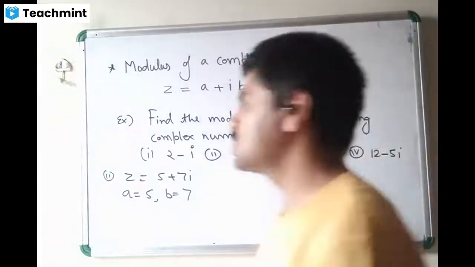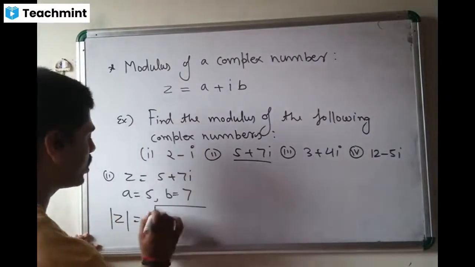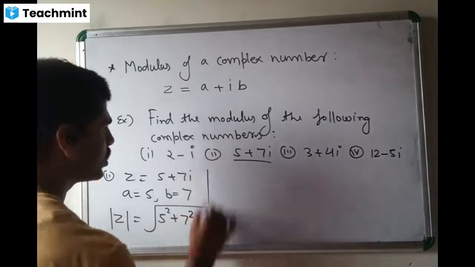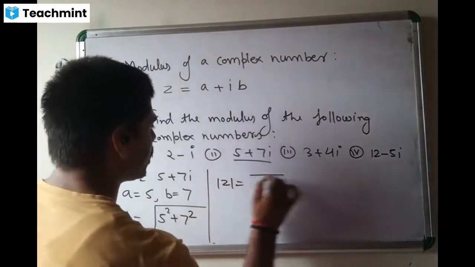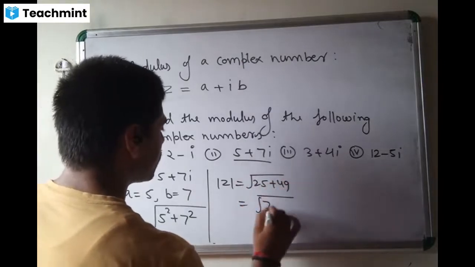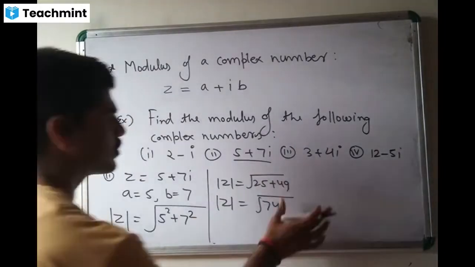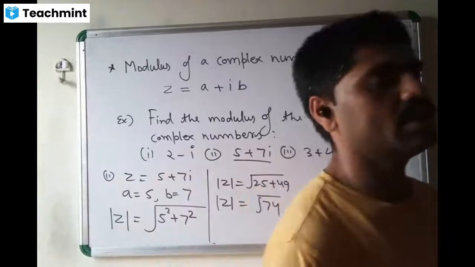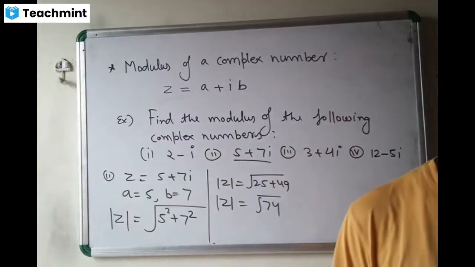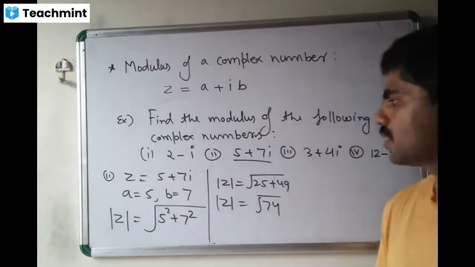So to find this modulus, mod Z is equal to under root of a equal to 5 squared and b equal to 7 squared. So mod Z is equal to under root of 25 plus 49. That is 74. Tell me. Yes sir. So mod Z is equal to under root 74. Yes or no? Yes, sir.